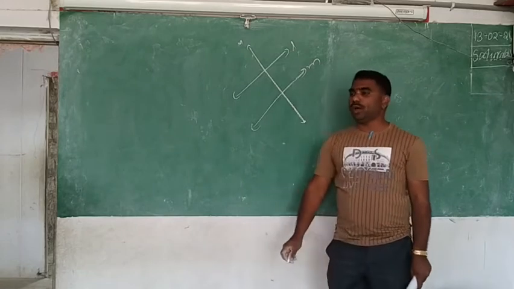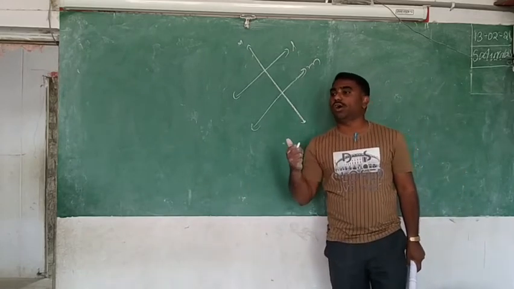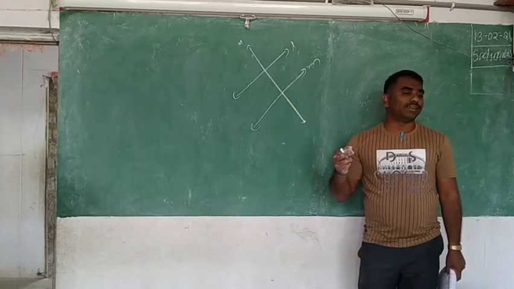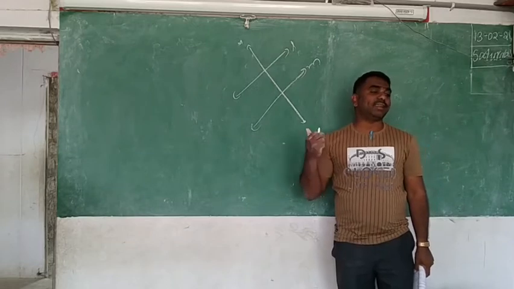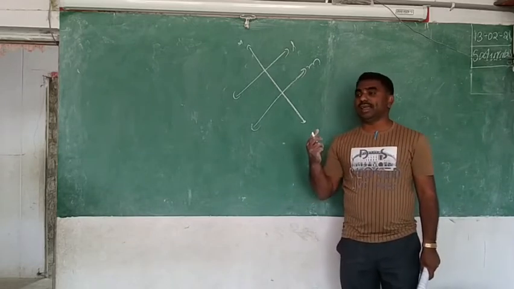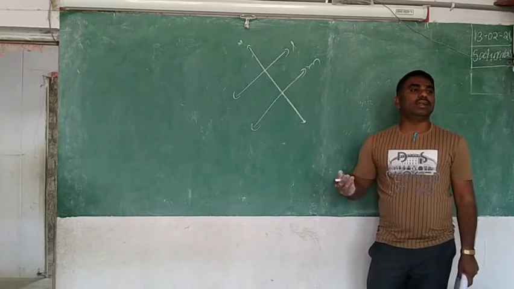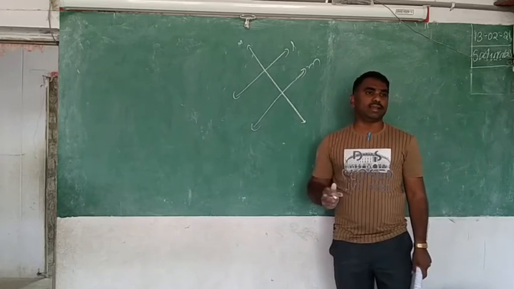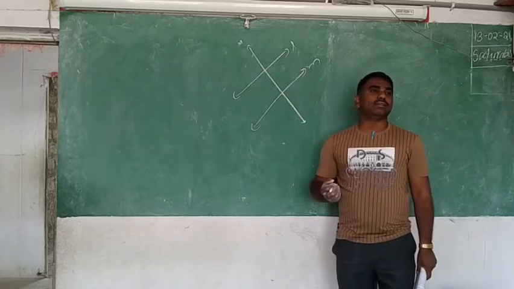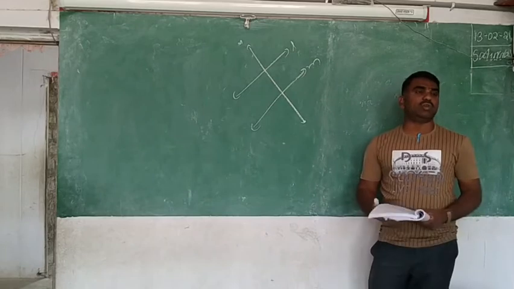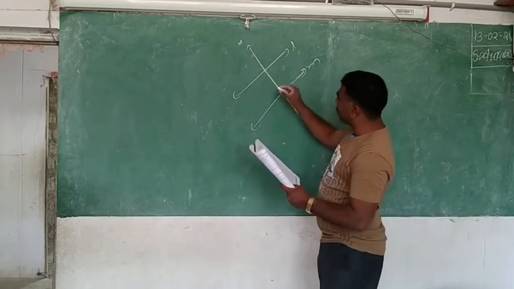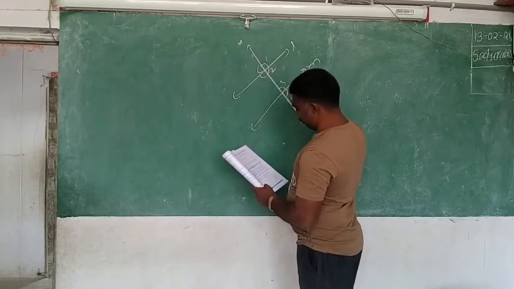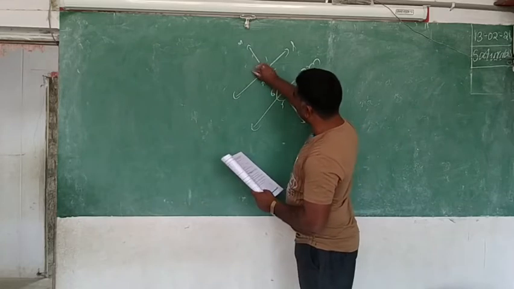Parallel means something you have read. When the lines are parallel, what do you know? Corresponding angles are equal. Alternate angles are equal. And same side angles are supplementary. You know that. Okay. Now we have given here: this is angle 1, this is angle 2, and this is 3, this is 4, this is 5, this is 6, 7, 8.